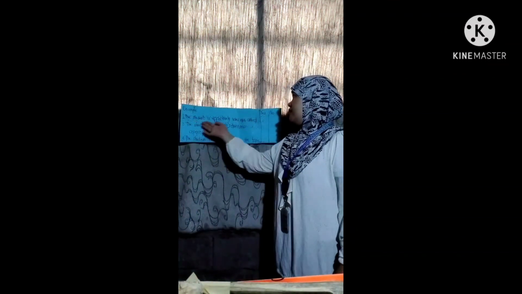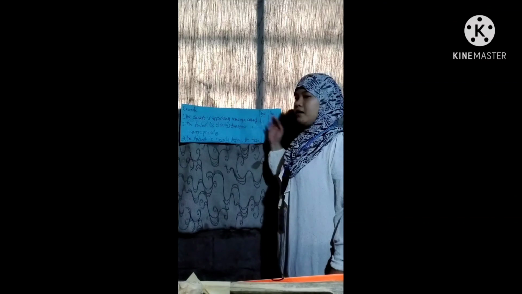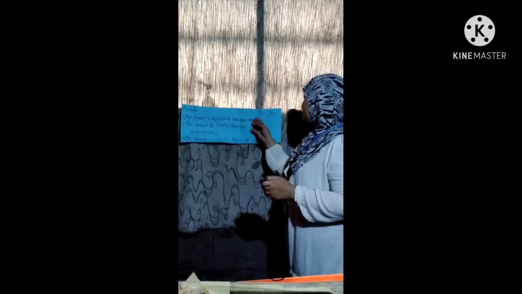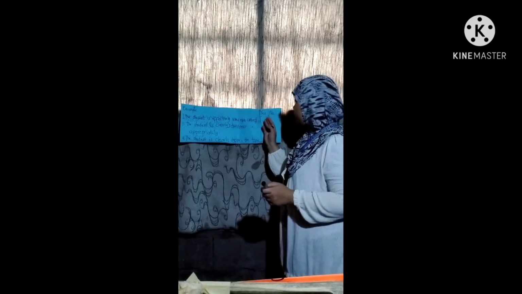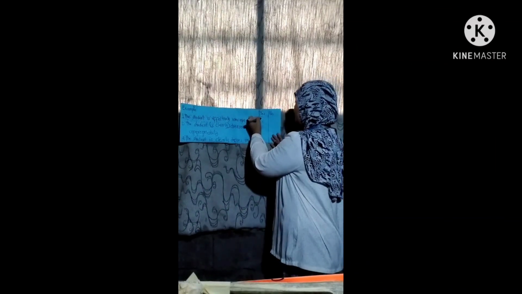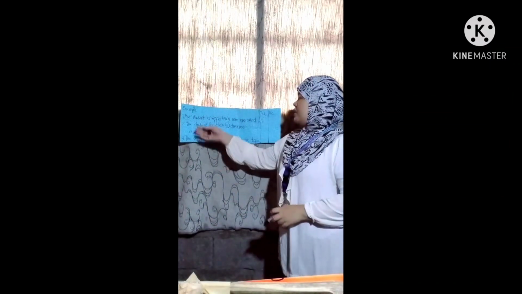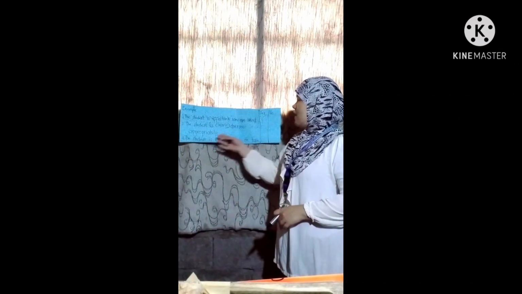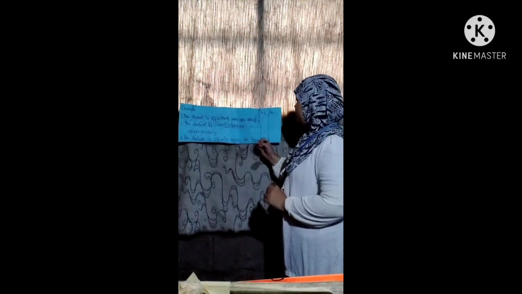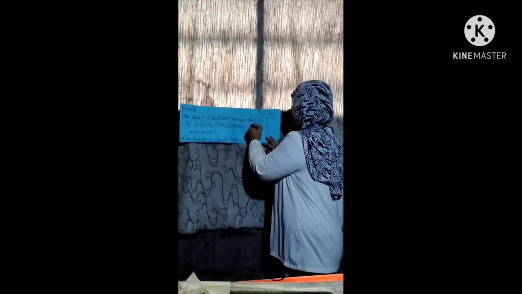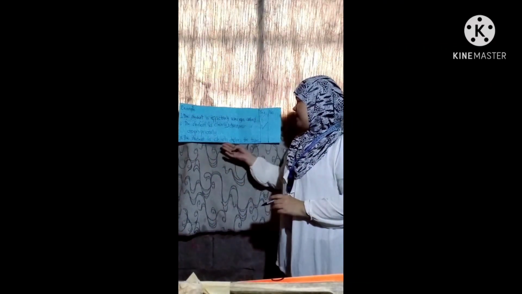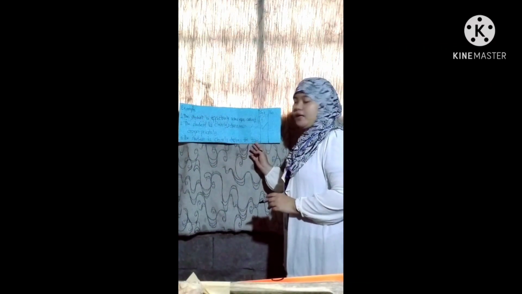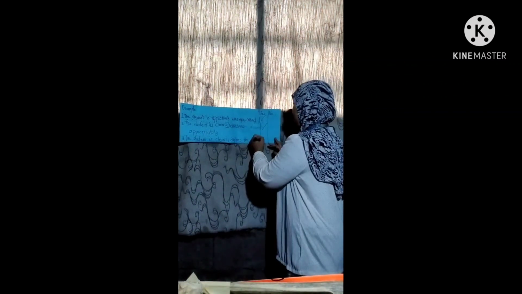Number 1, the student effectively uses eye contact. So we will ask them, yes or no. We will check yes. Number 2, the student dresses appropriately. Yes or no. Next, the student clearly defines the topic. So we have yes.